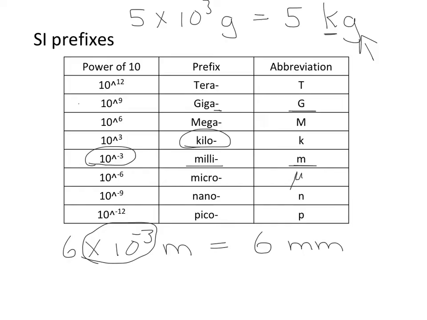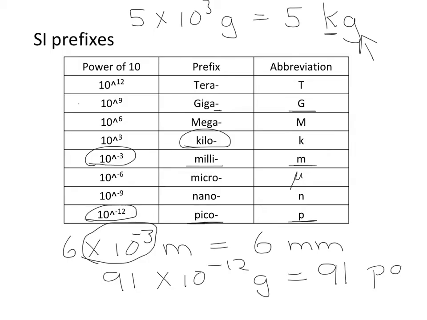Or if I had 91 times 10 to the negative 12 grams, and I wanted to write that with a prefix, again, go up to my chart. Here's my 10 to the negative 12. So the prefix is a pico, and the abbreviation for that is a lowercase p, so this could be written as 91 picograms. Again, the p is the prefix, and then the g is the symbol for the basic unit, grams.